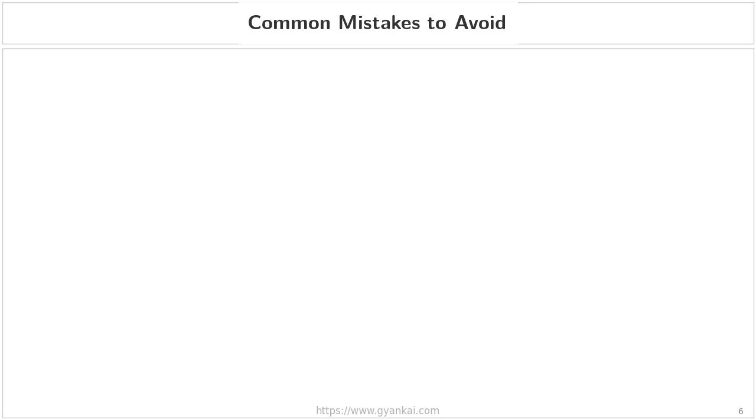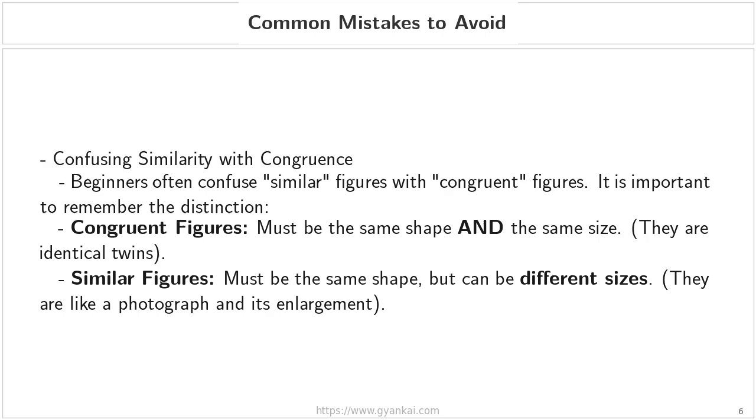Common mistakes to avoid. First, let's address the confusion between similarity and congruence. This is perhaps the most frequent mistake beginners make. To keep them straight, think of it this way. Congruent figures are like identical twins. They must have the exact same shape and the exact same size. They are perfect carbon copies of one another.